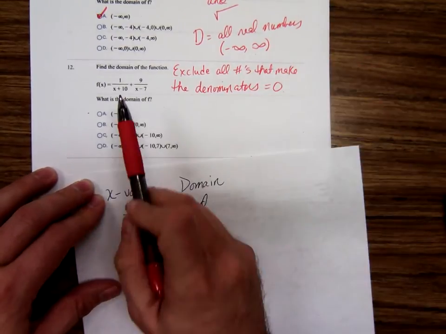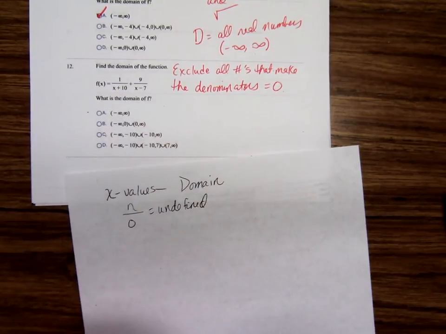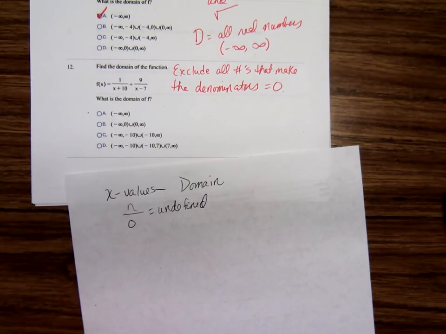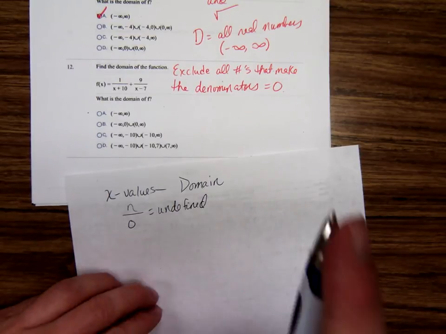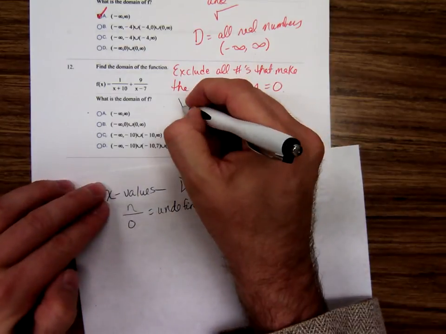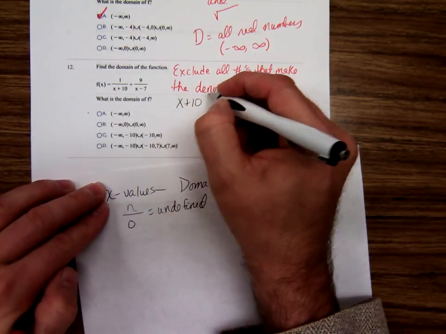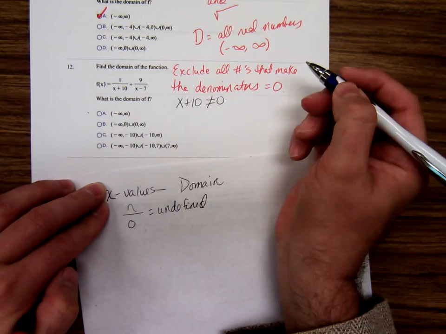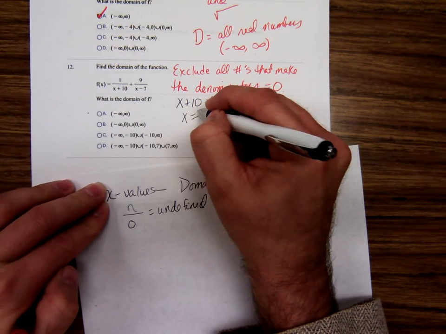Okay, like the first fraction. What would make that first denominator 0? When would we have 1 over 0? Negative 10. What about the second fraction? What would make that second fraction 0? 7. So here's just my thoughts. I'm thinking, okay, x plus 10 can't be 0. So x can't be negative 10.